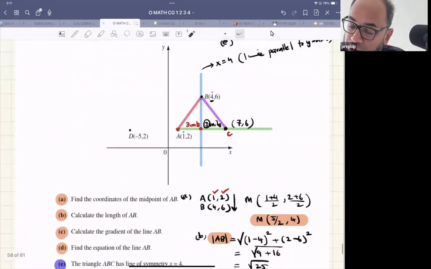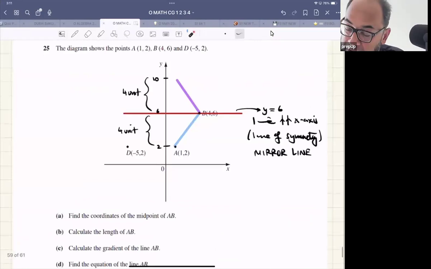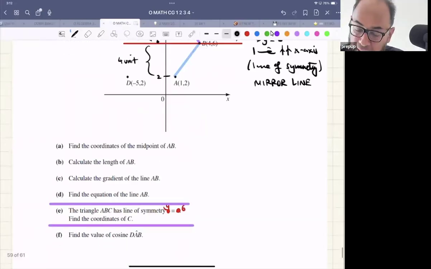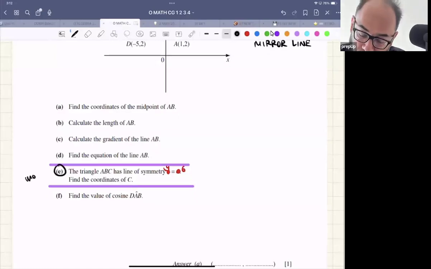The further that you are away from the mirror line, 3 units, your image will be further away. So this is like object, this is like image, basic physics. This is like the mirror line, this is the object, 4 units, this is the object image, 4 units. So therefore, the coordinate of C, the x coordinate is still 1, but the y coordinate is 10.